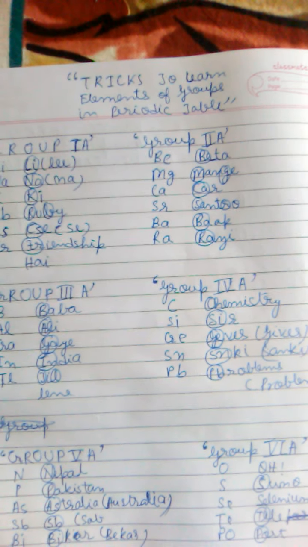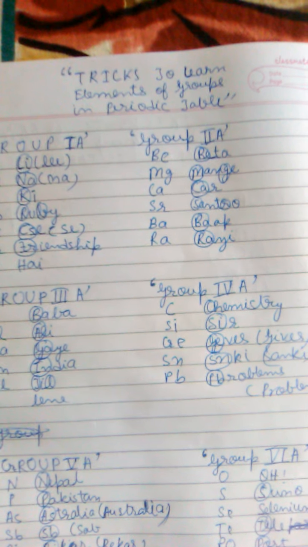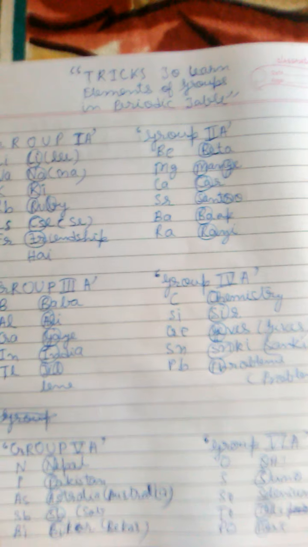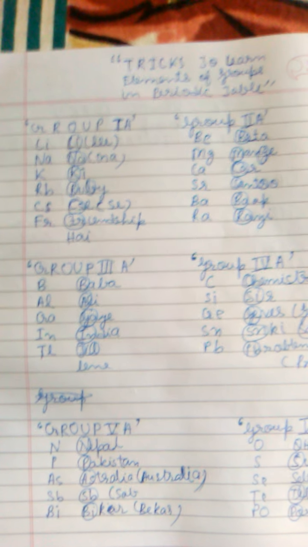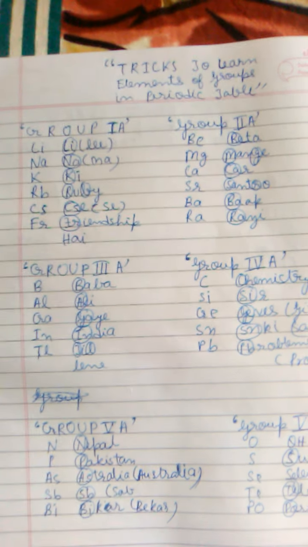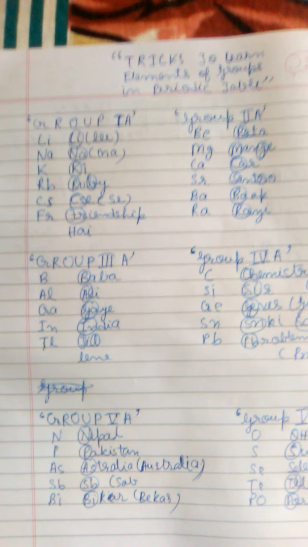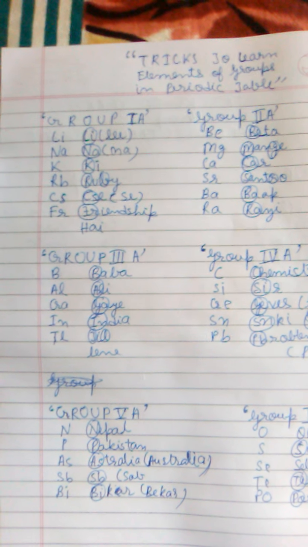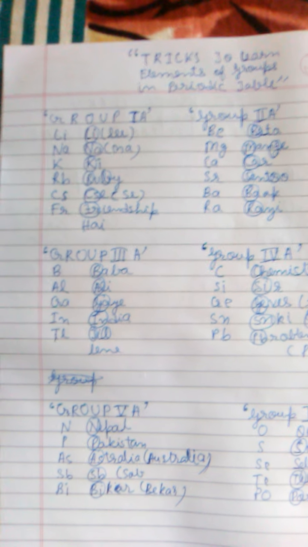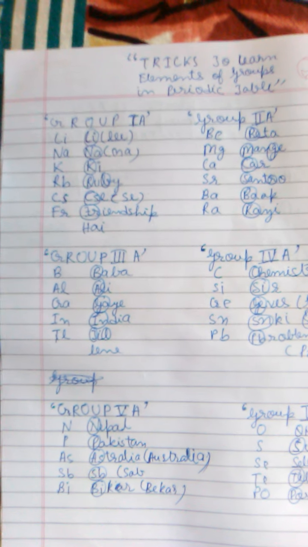This video is on some tricks to learn elements of groups in the periodic table in their respective order. Here are some important groups of the periodic table, which are important when you're preparing for any kind of competition, and for board exams they are also helpful, because there are many trends in the periodic table like atomic radii, electronegativity, ionization potential, and so on.